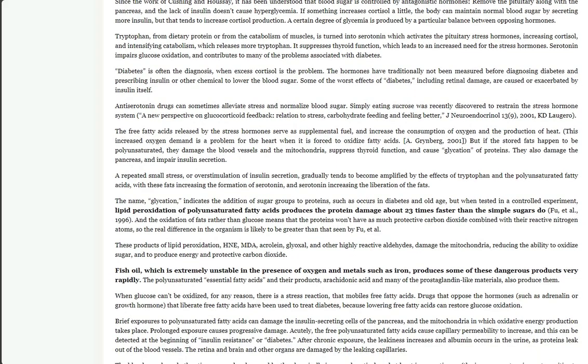Tryptophan from dietary protein or from the catabolism of muscles is turned into serotonin, which activates the pituitary stress hormones, increasing cortisol and intensifying catabolism, which releases more tryptophan. It suppresses thyroid function, which leads to an increased need for the stress hormones. Serotonin impairs glucose oxidation and contributes to many of the problems associated with diabetes.